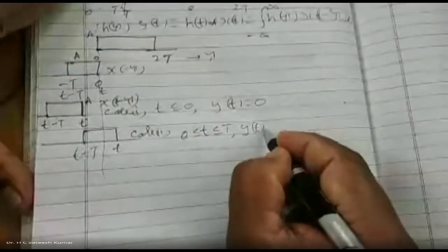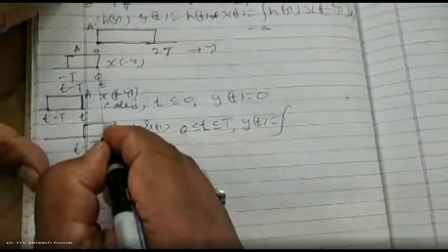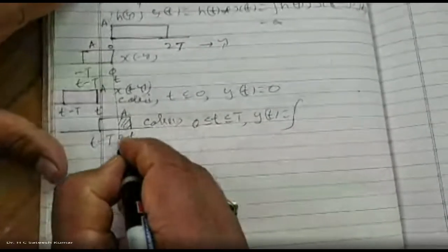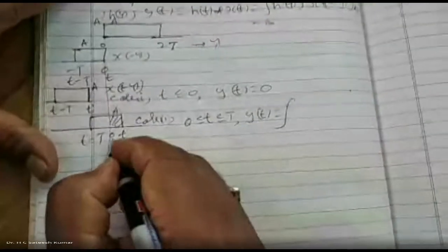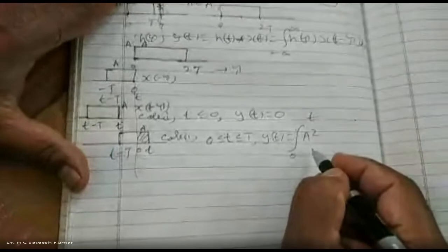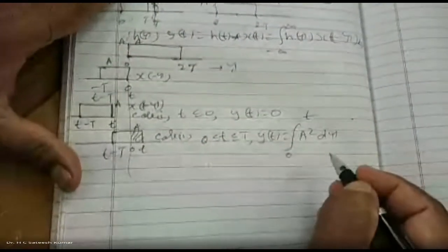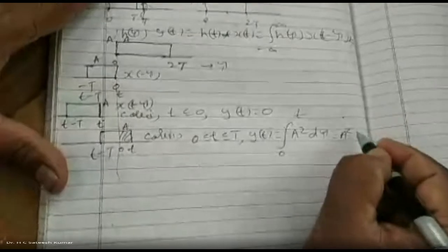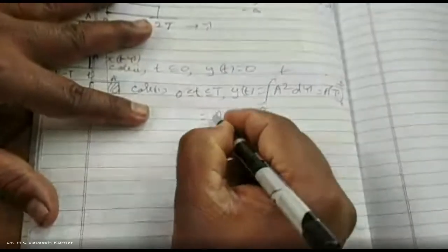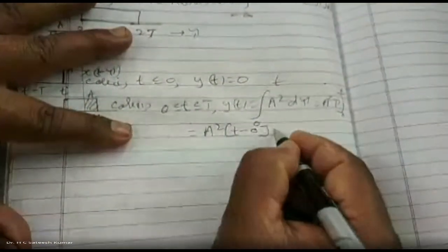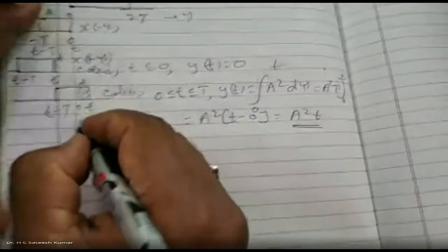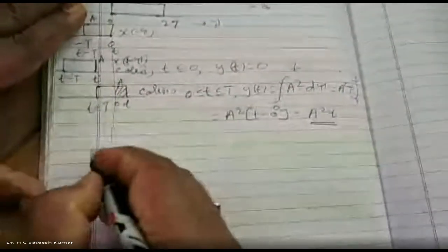y of t is equal to integration from where to where? The overlapped area is this much, and the amplitude is A. Carefully you should do it. This amplitude is also A. So integration from 0 to t of A into A, A square, d tau, which is equal to A square tau between the limits 0 to t, which is A square into t minus 0, which is equal to A square t, small t. Case 2, we shall take it out. Case 3, sorry. Case 3.